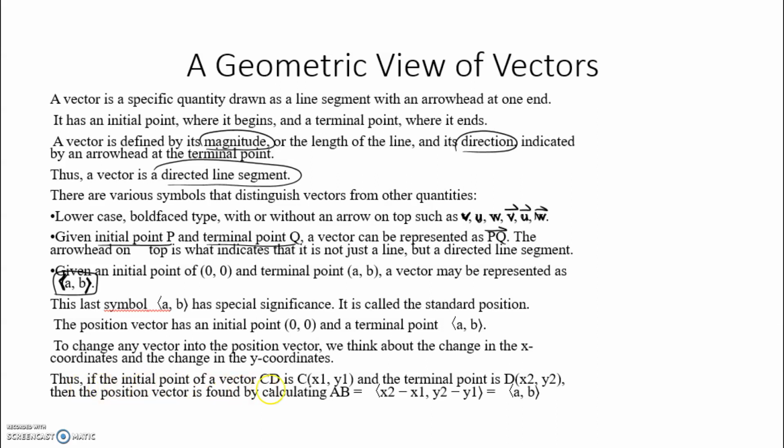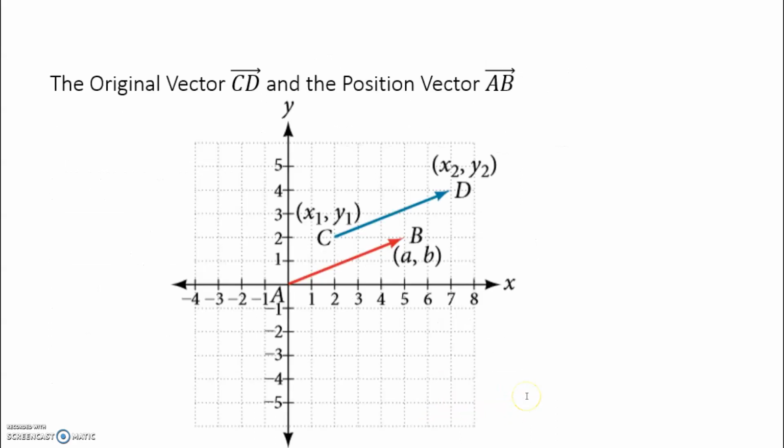Now, if the initial point of a vector CD is C with components x sub 1 and y sub 1, and the terminal point is D, x sub 2, y sub 2, then the position vector is calculated by x sub 2 minus x sub 1, comma, y sub 2 minus y sub 1. So what you're doing is you're taking this original vector CD and making it a position vector. You're basically putting it on the origin right here.